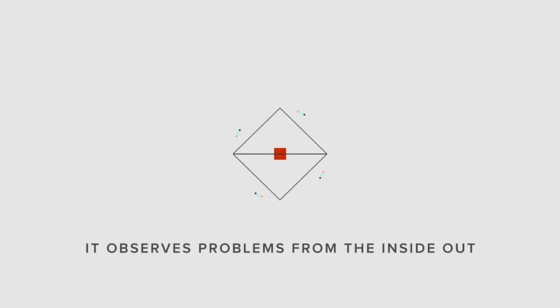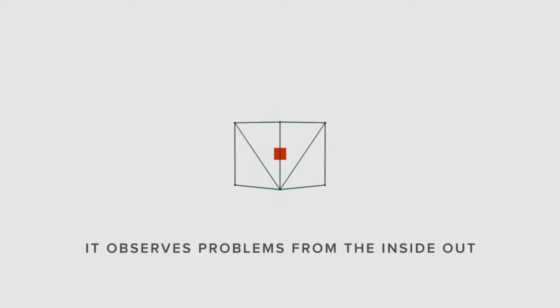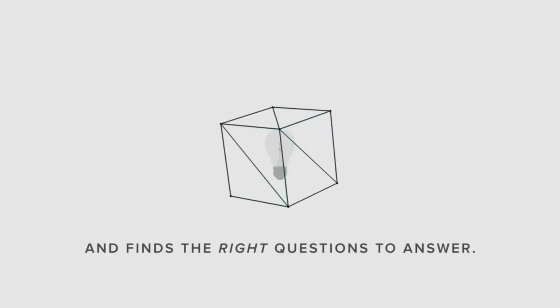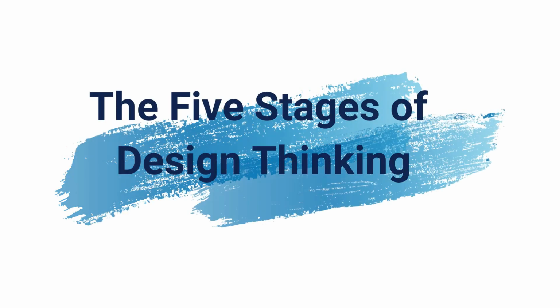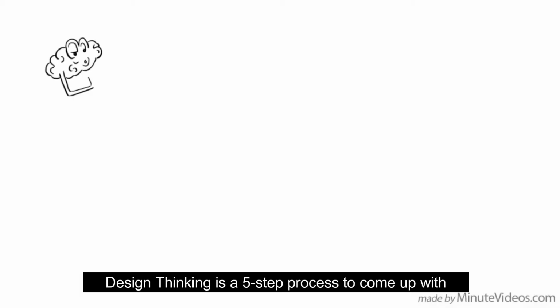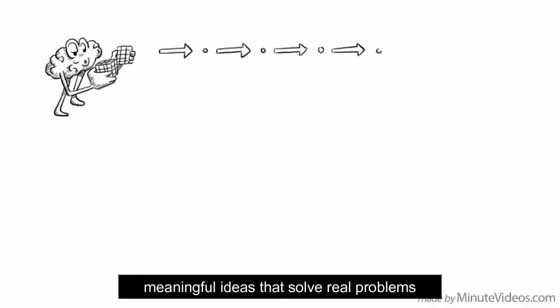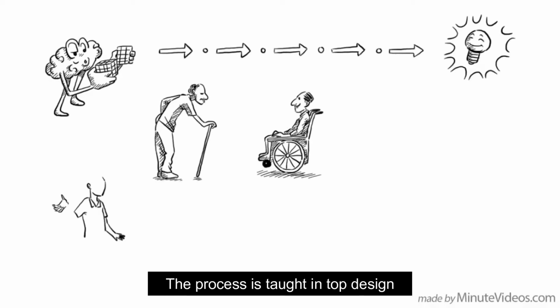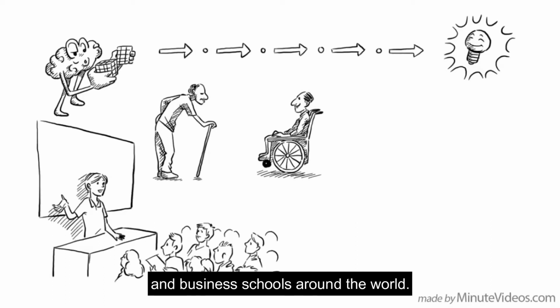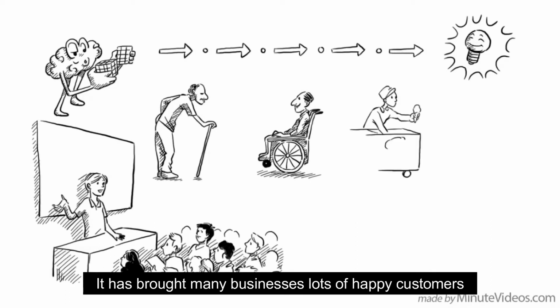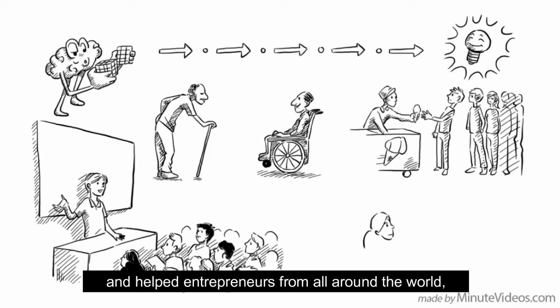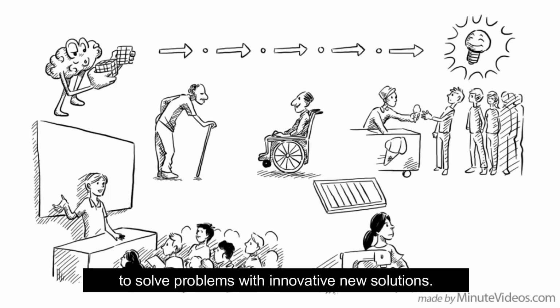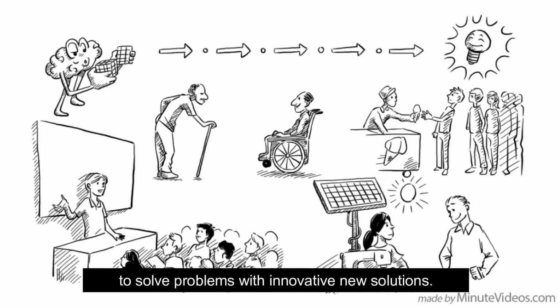It observes problems from the inside out rather than the outside in, allowing you to not only answer questions but find the right questions to answer. Design thinking is a 5-step process to come up with meaningful ideas that solve real problems for a particular group of people. The process is taught in top design and business schools around the world. It has brought many businesses lots of happy customers and helped entrepreneurs from all around the world to solve problems with innovative new solutions.